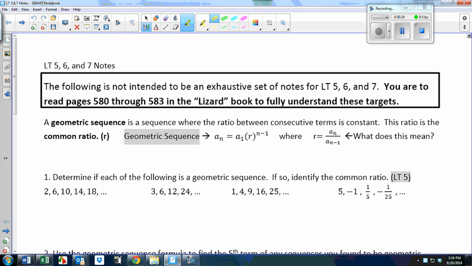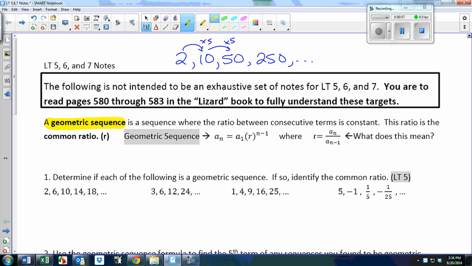Learning targets 5, 6, and 7 are all types of patterns. In arithmetic, it was always an addition pattern, but with geometric, it's a multiplication pattern. So for example, if you had 2, 10, 50, 250, etc., the pattern is that we're multiplying times 5 over and over again. That's called a geometric pattern, and the thing that we're multiplying by, the 5, is called the common ratio.